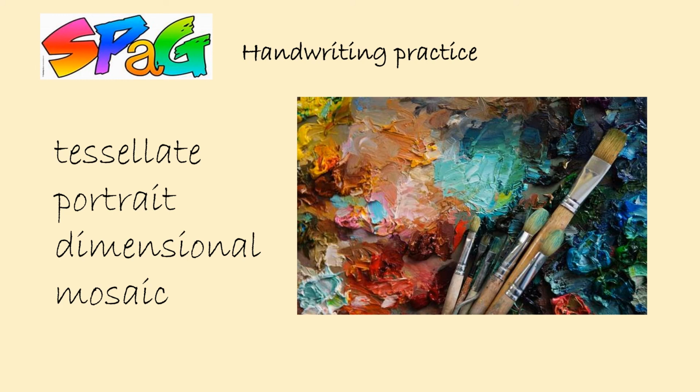So the first word on the screen is tessellate. Let's say that together. Tessellate. That's a good word. Portrait is our second word. Portrait. We then have dimensional. Dimensional. And finally, we have the word mosaic. Mosaic.